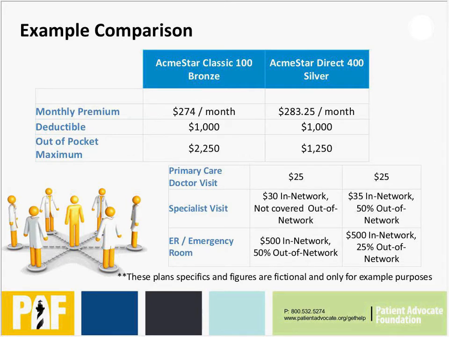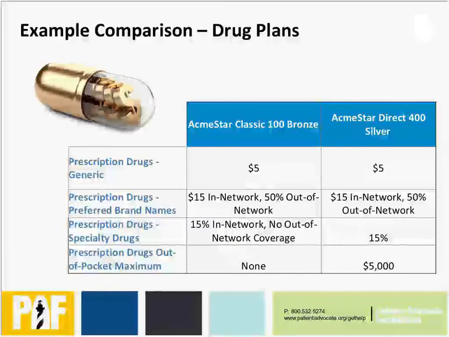So we have another comparison of the drug plans, a similar kind of comparison. You've got a bronze plan versus a silver plan. Generics are both $5. Preferred brand name prescription drugs are both a $15 copay. Both have out-of-network coverage. But then you get to the specialty drugs. Both have a 15% copay, but the bronze has no out-of-network coverage. So if the drug you're on is in a limited distribution or a small distribution model of pharmacies, then you may not be able to get it, or you may have to pay the full price for it.